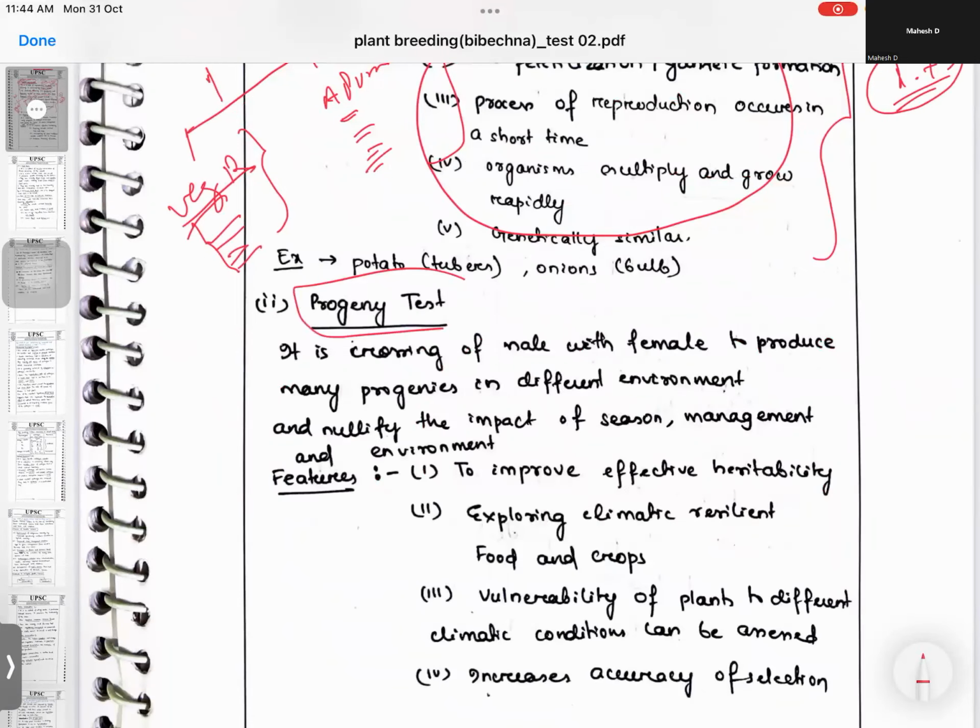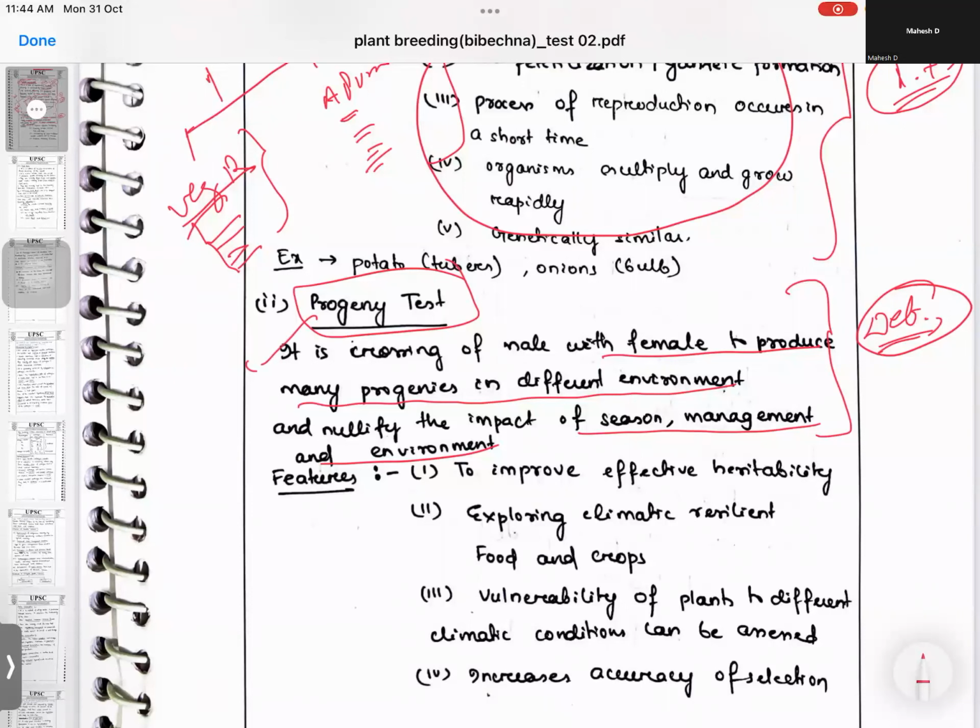Next is progeny test. It is crossing of male with female to produce many progenies in different environments and nullify the impact of season management and environment. Is this the definition? See, what do you mean by progeny test? Progeny test is used to determine the worth of the parent.